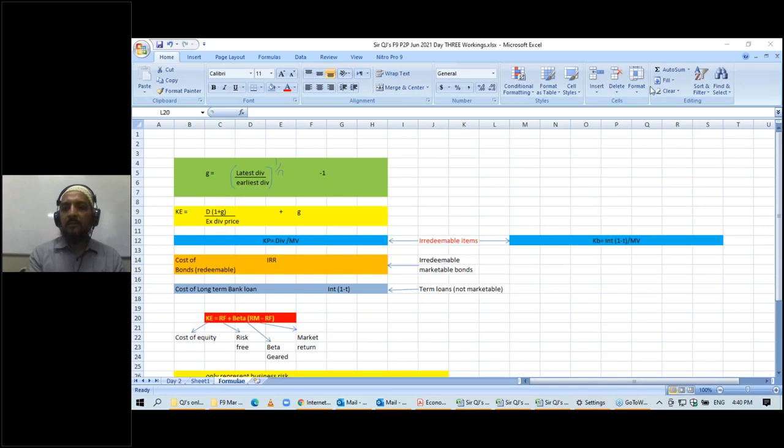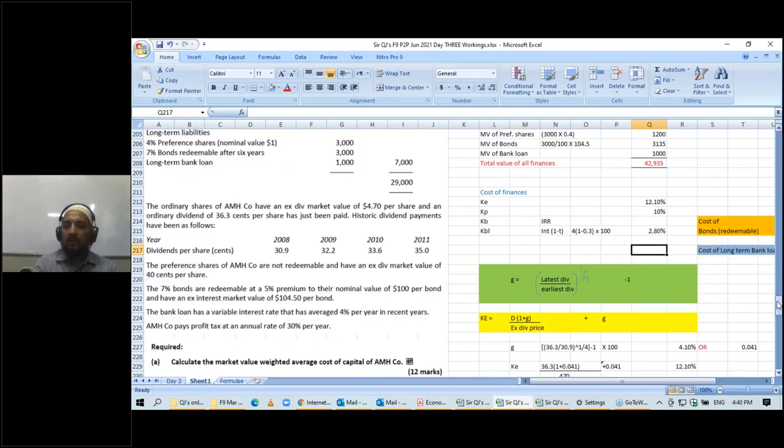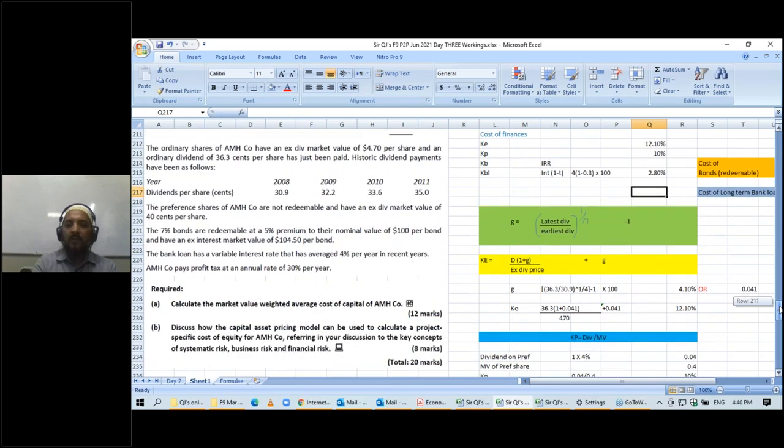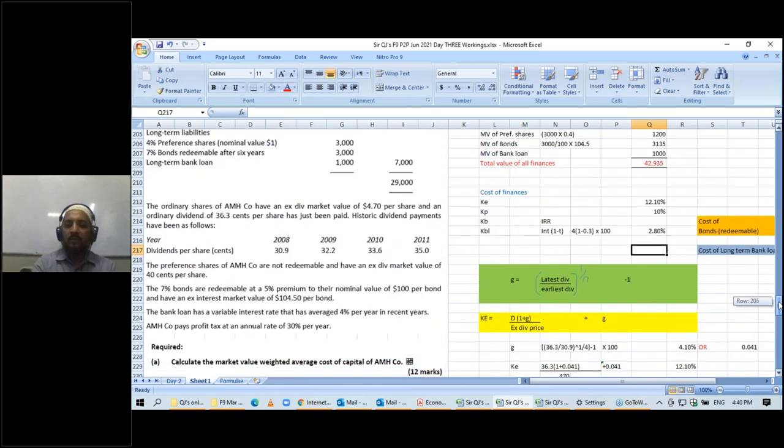Okay, students, let's move ahead. Back to the question. So let's calculate now. One of the items is left, and that's the cost of bonds.